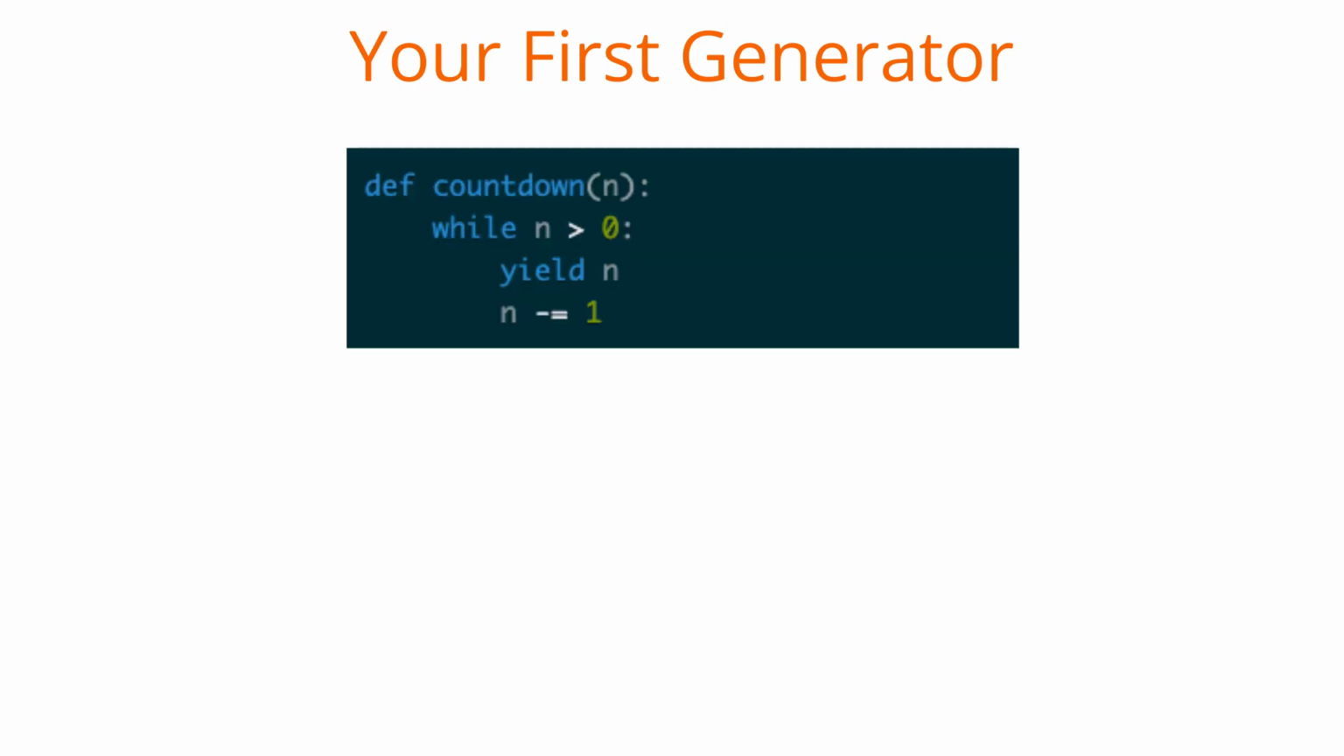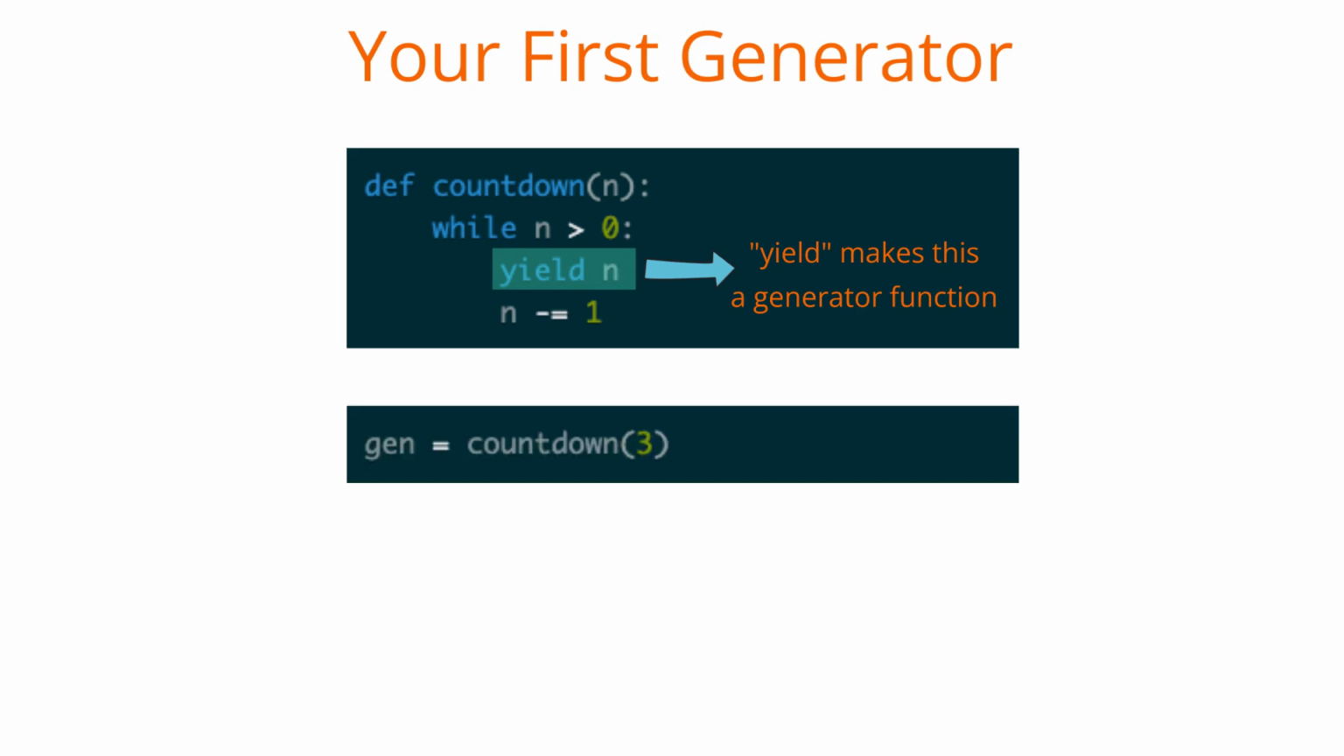Now that you understand what an iterator is, let me introduce you to a friendlier, more Pythonic way of building them. Generators. Here we've got a function which allows us to count down from a certain number until it reaches 0. The main thing to notice is the yield statement, which is what makes this a generator function. Remember how an iterator is an object with a next method that returns values one at a time? Well, a generator does the same thing, but you don't have to write a class or deal with any boilerplate. Instead, you write a function and use the yield keyword.